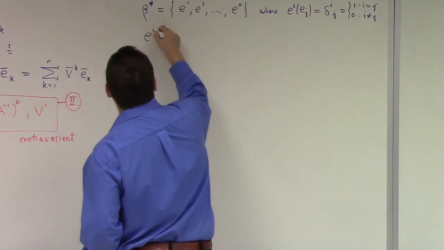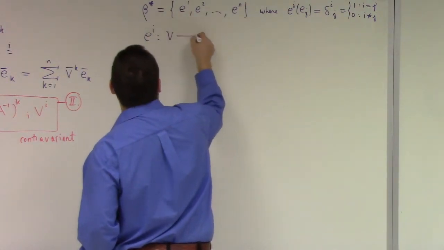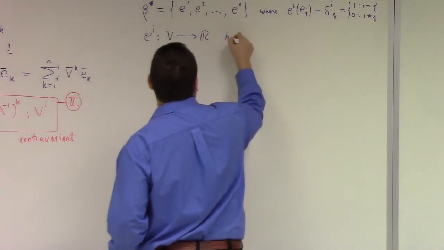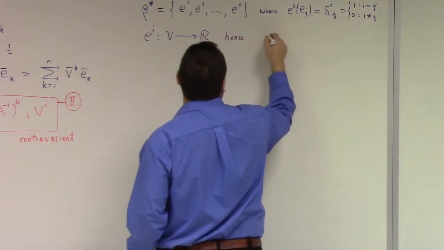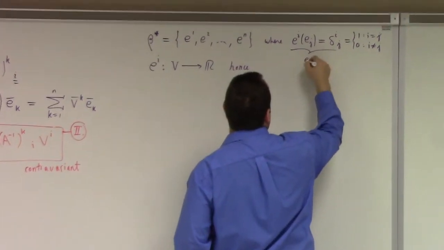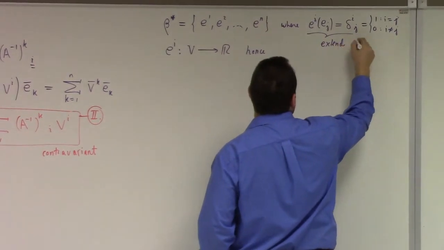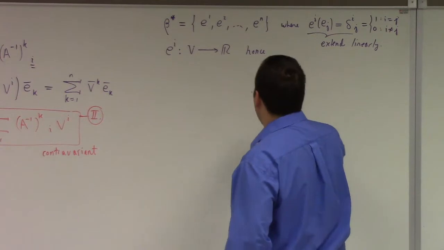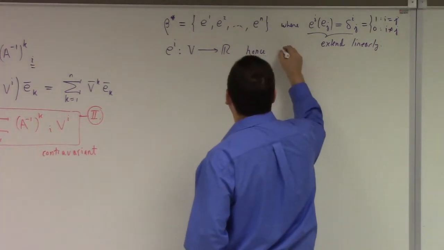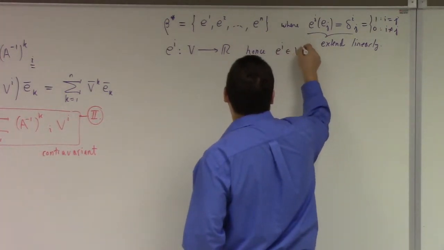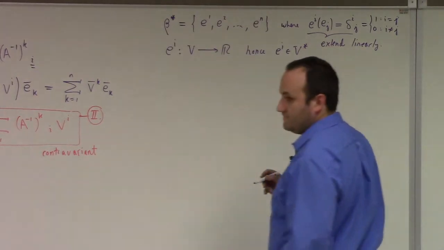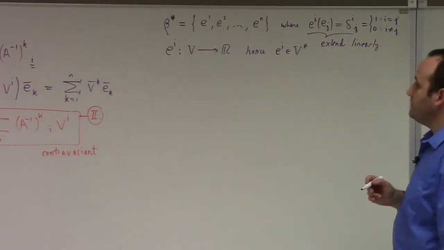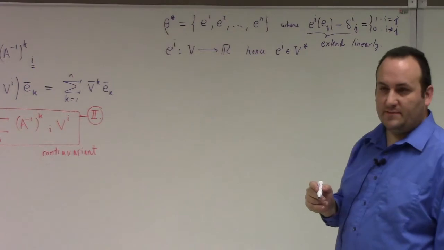So E upper I is a mapping from V to R, hence E upper I is an element of the dual space, right? And likewise, you define the dual to the bar basis, right?